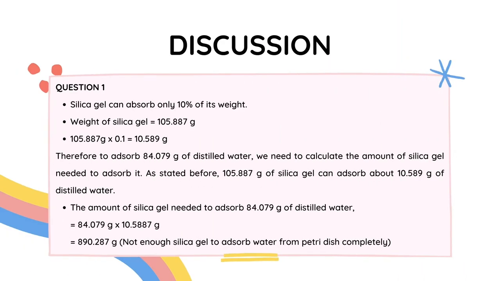Question 1 requires us to estimate whether there is enough silica gel to absorb water from the petri dish completely. So from my experiment, there is not enough silica gel to absorb water from the petri dish because I only used 105.887 grams of silica gel. The amount of silica gel needed to absorb 84.079 grams of distilled water is 890.287 grams of silica gel.